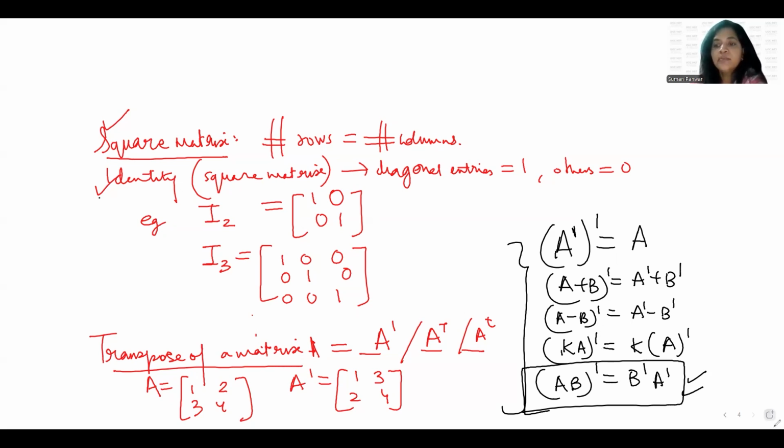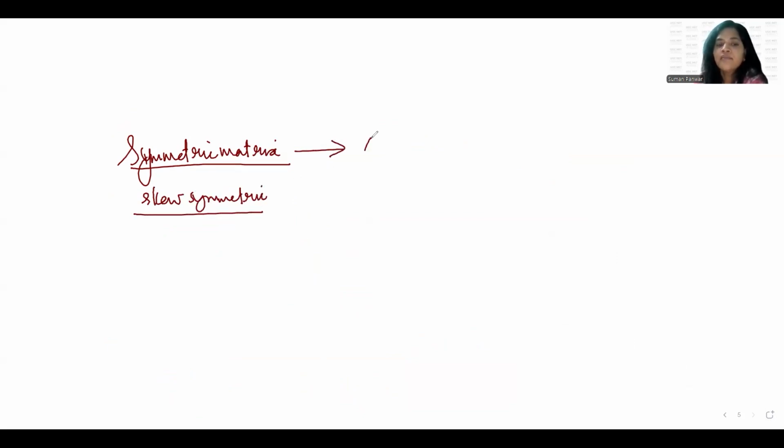Now, there are certain terminologies related to transpose of a matrix. What are those terminologies? Symmetric matrix and skew symmetric matrix. So what is a symmetric matrix? A symmetric matrix is the one where A is equal to A transpose, and a skew symmetric matrix is the one where A transpose is equal to minus A.